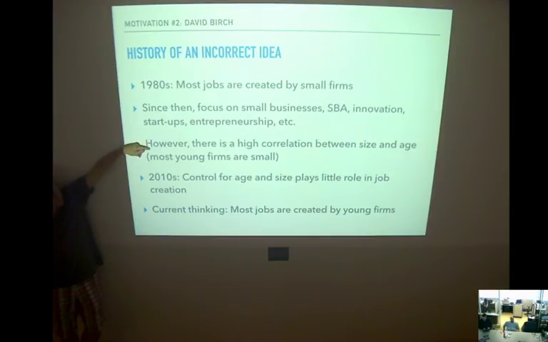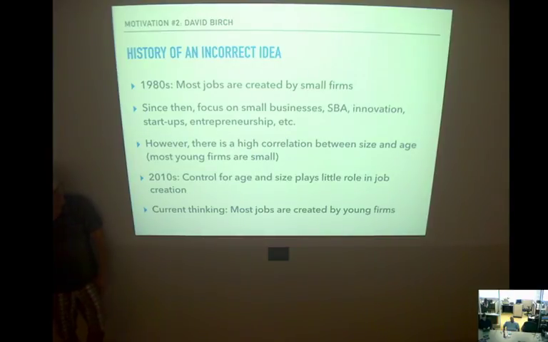And so only recently did researchers, and this includes people at the University of Maryland, like John Haltiwanger and other people, control for age and rerun the Birch regressions, and you find that size plays little role at all. Almost all the action is happening because of the age of the firm, not size. So you say, well, why do we have a Small Business Administration? Maybe we should have a Young Business Administration.